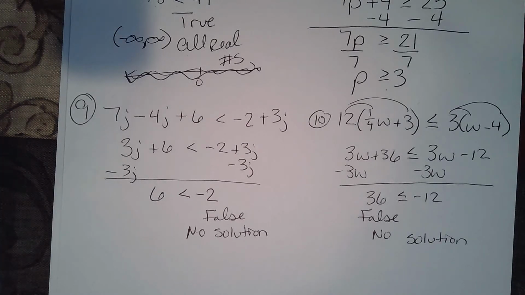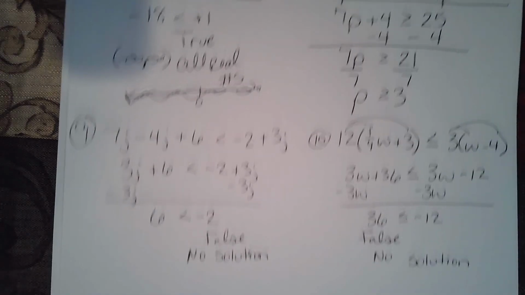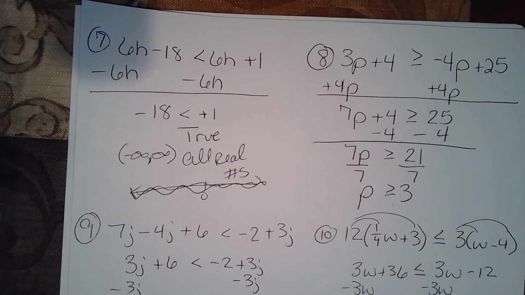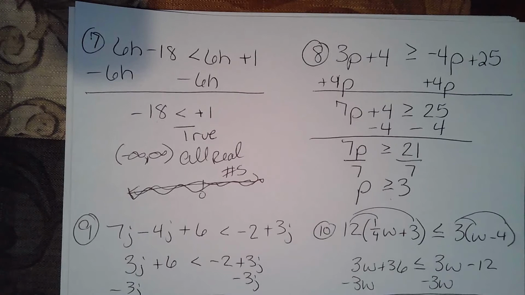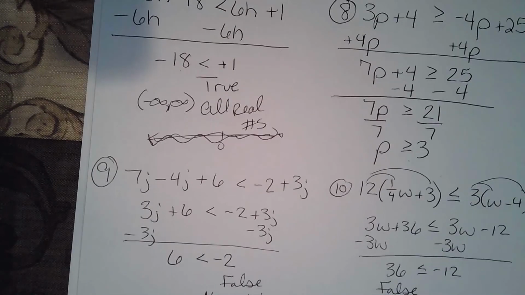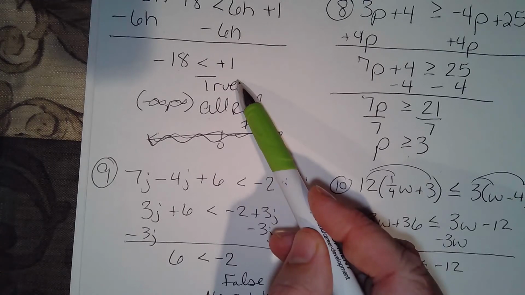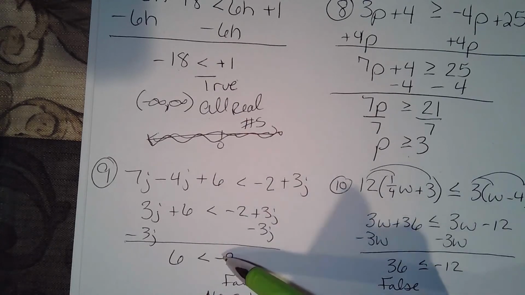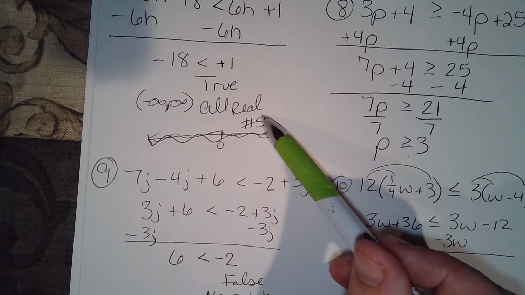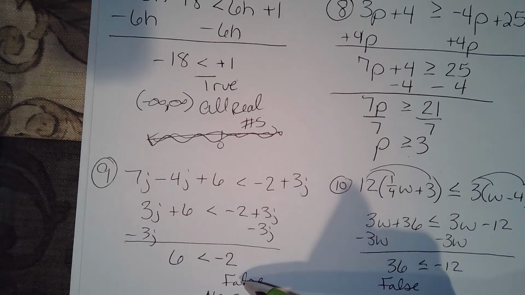Let's take a moment and move back down to 7. So 7 and 9, if you look at the 2 inequalities that we see, this one made a true statement. This one made a false statement. True statements are all reals. False statements mean that they have no solution. You cannot do anything with them.